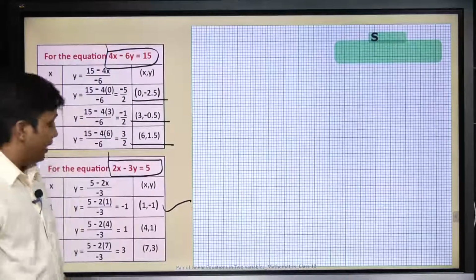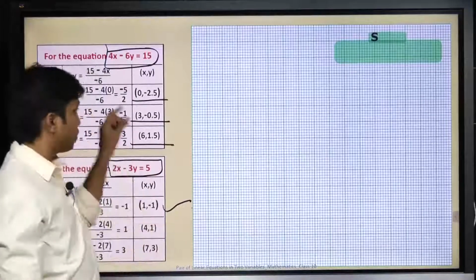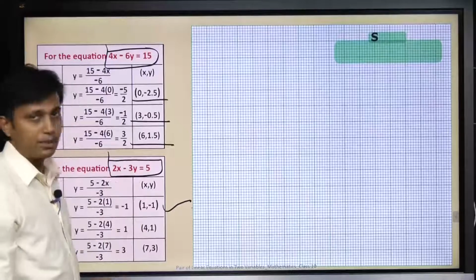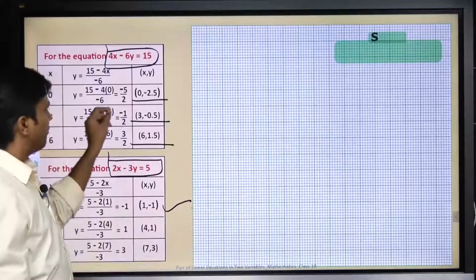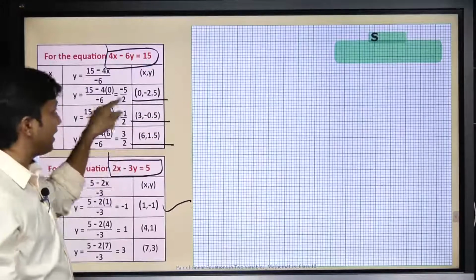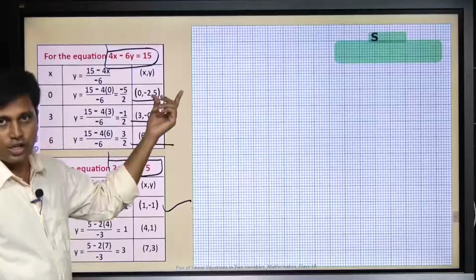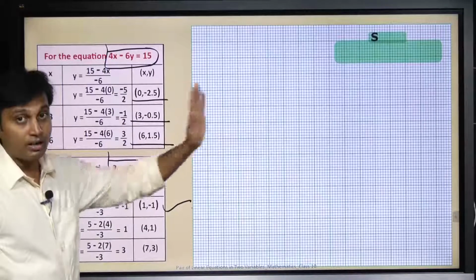Okay, so here I think I don't need to tell you once again how to solve this, how to get these ordered pairs, because I already explained in the previous graph. We have to put the values for x, and after solving we get the values of y. So ordered pairs are obtained.